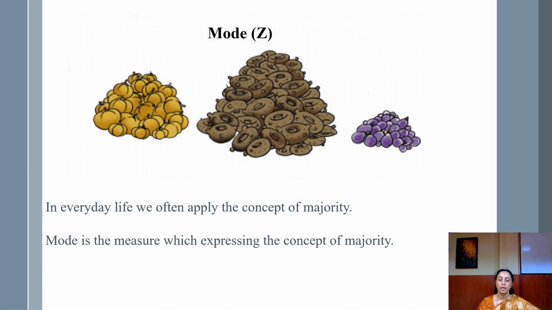In this video, let us discuss mode. Mode is denoted by the symbol Z or M0. In everyday life, we often apply the concept of majority. For example, in your class, one who gets the majority of votes will become the class leader. Like that, mode is a measure which expresses the concept of majority.